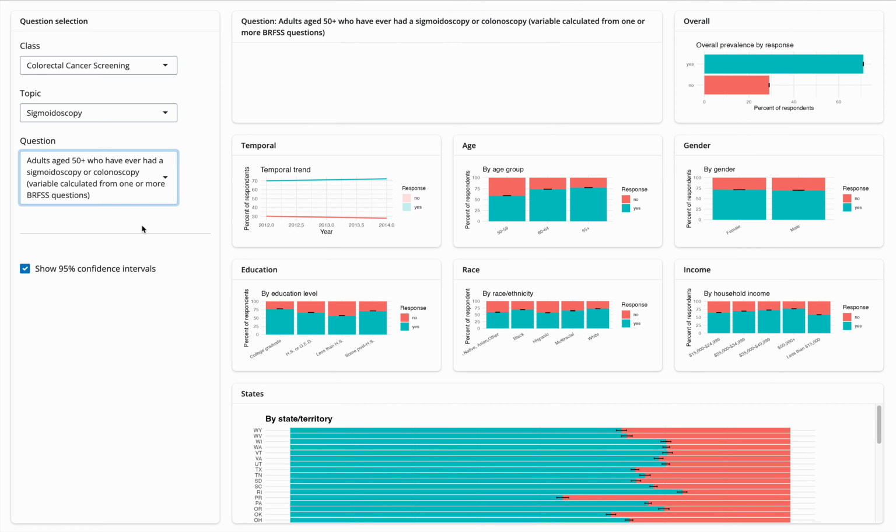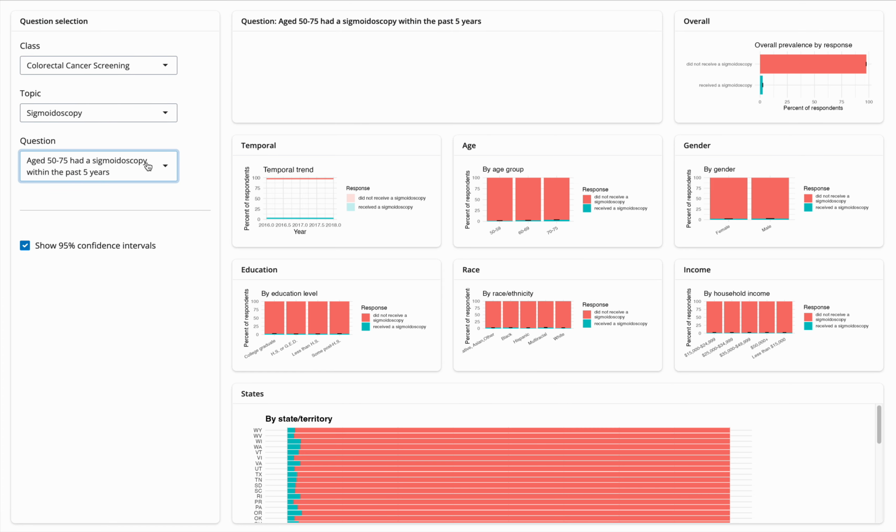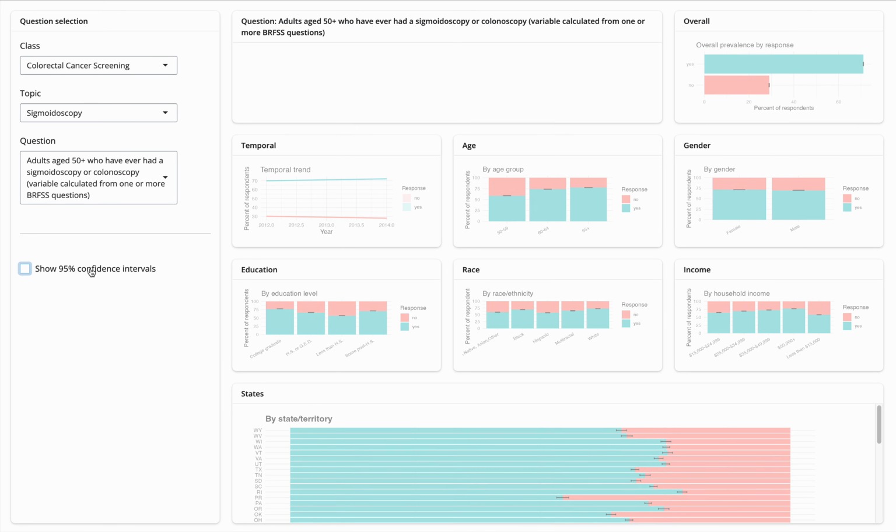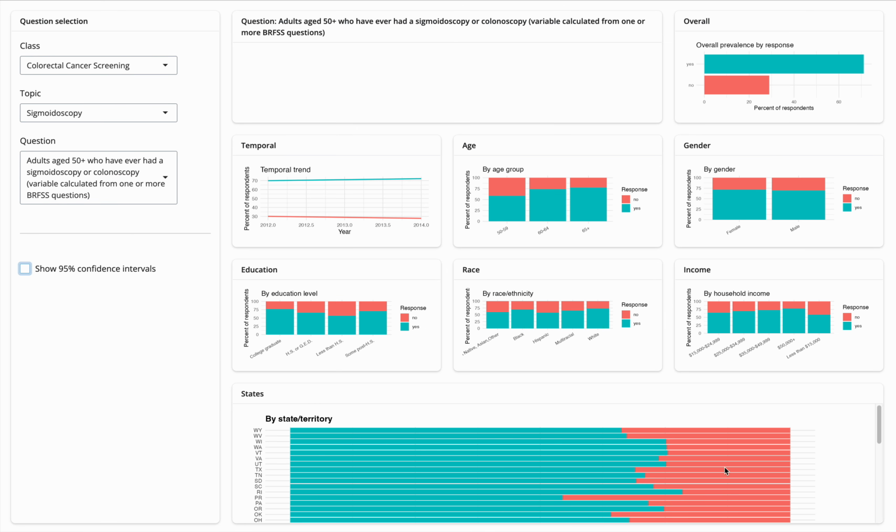To show that the 95% confidence interval works, I can check and uncheck. As you can see, when I uncheck it down here and up there, it's all gone. And when I check it, it's back.